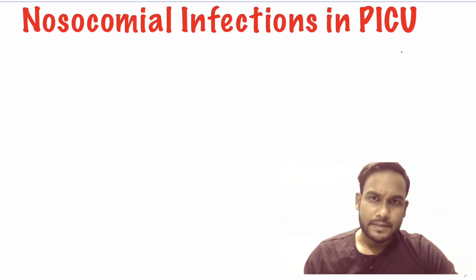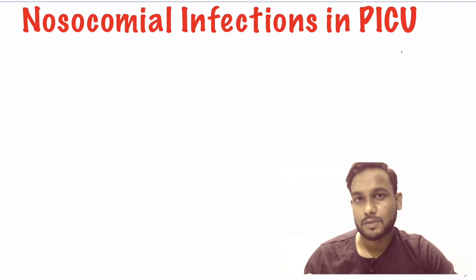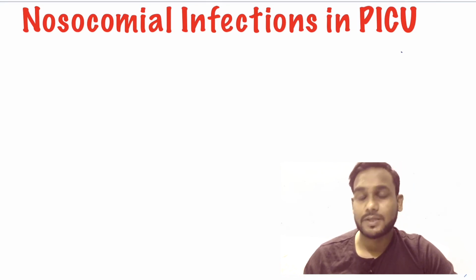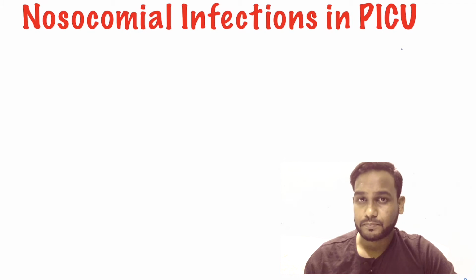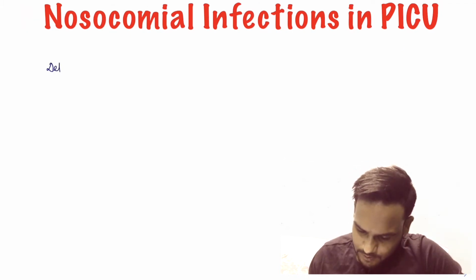Later on we will see what the etiological factors are, what the common organisms in hospital acquired infection in the PICU are, what the risk factors of these nosocomial infections are, how we can prevent them, and finally the antibiotic protocol for nosocomial infection in the pediatric ICU setup. So let's begin. First of all, see the definition.